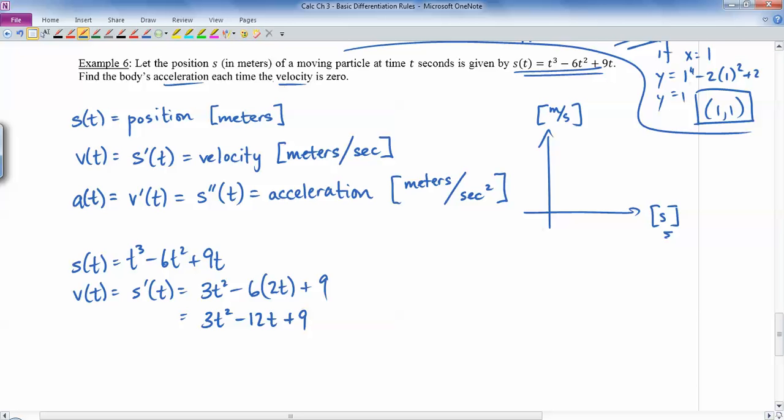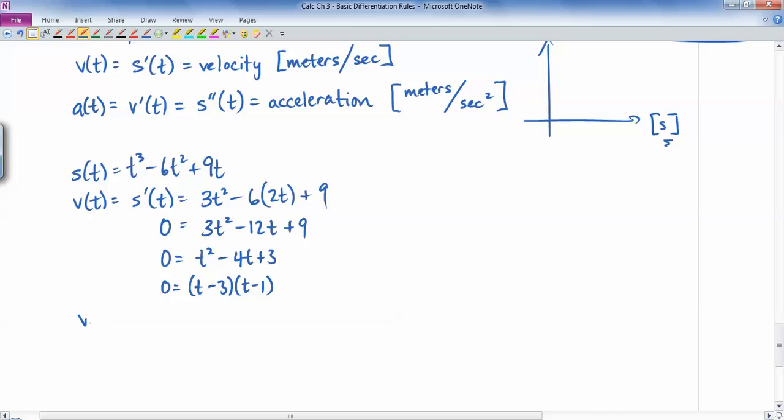And I care about when the velocity is 0. So let's set this equal to 0. I could divide everything by 3, and if I do that, I get t squared minus 4t plus 3. And this factors nicely into (t minus 3)(t minus 1). So velocity equals 0 at t equals 3 and t equals 1, in seconds.